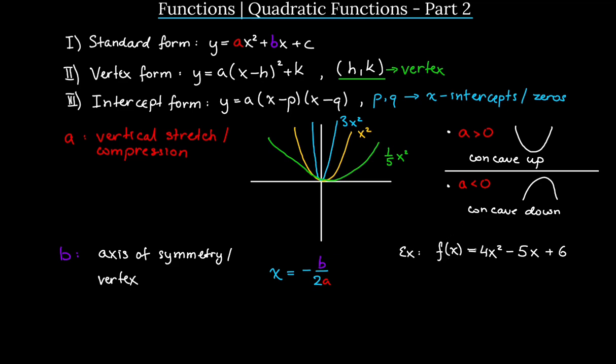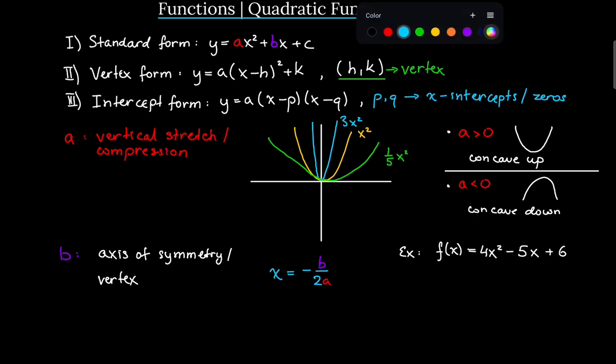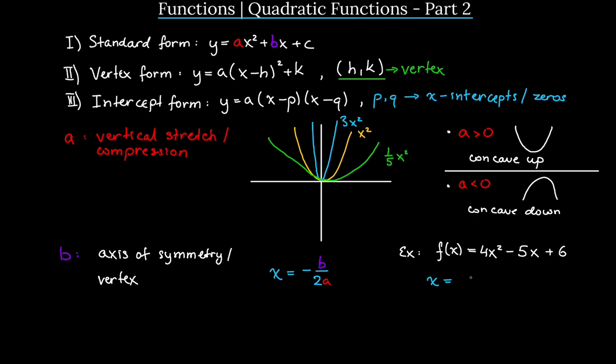Just as a quick example, let's say we have a quadratic function like this, and we're tasked with finding the axis of symmetry and the x value of the vertex. We would use the formula and say that x is equal to negative b. In this case, b is already negative, so it's going to turn positive, positive 5, and then we divide by 2a. Now the value of a here is 4, so times 2 is 8. And here, this value of x is the axis of symmetry and also at the same time the x value of our vertex.